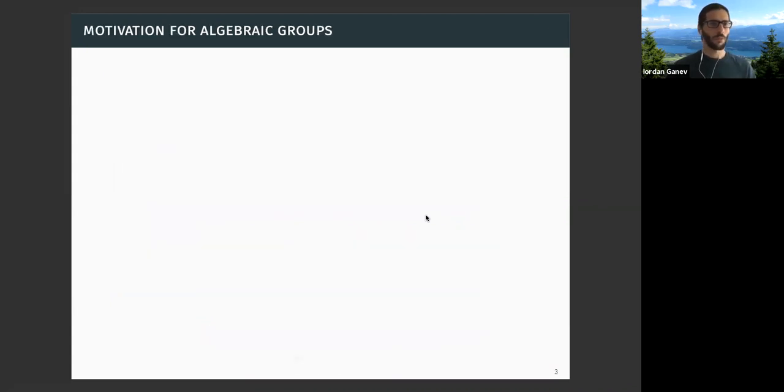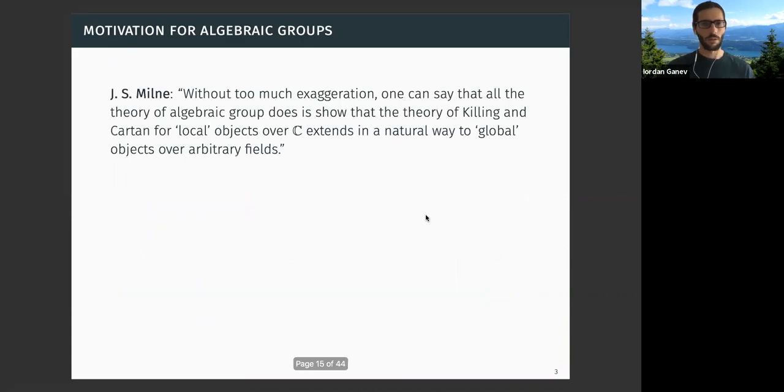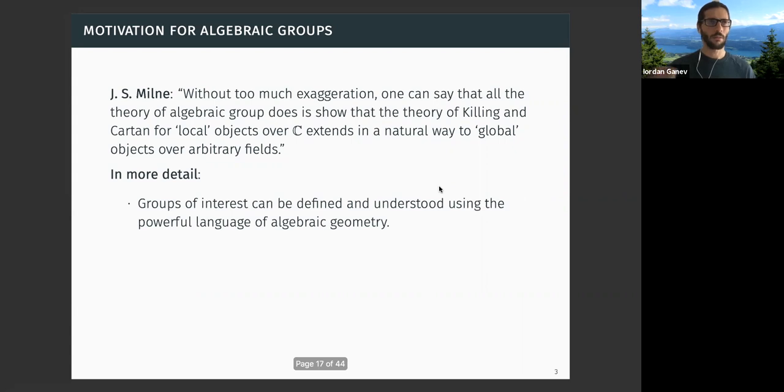Okay, so some motivation for this subject. So I want to share with you a quote from Milne, which are in those notes. Without too much exaggeration, one can say that all the theory of algebraic groups does is show, oh, there's a typo there, sorry, is show that the theory of Killing and Cartan for local objects over C extends in a natural way to global objects over arbitrary fields. So maybe this theory of Killing and Cartan is not something you've seen, but the idea is that in the development of the subject, first people understood things over C and how things work there, but then there was an import of these techniques from algebraic geometry, which allowed to generalize phenomena that happen over C or over R to more general fields.